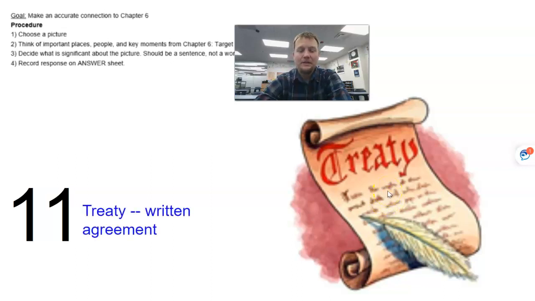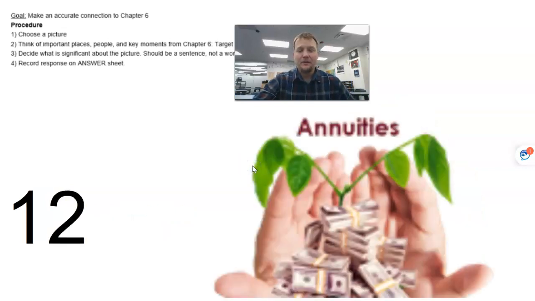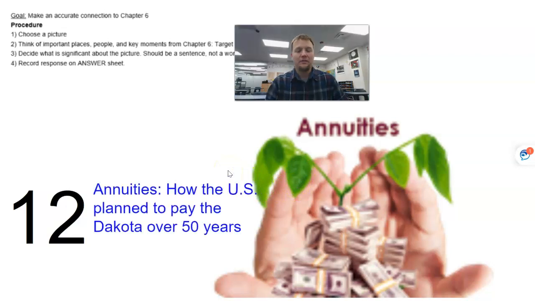This is to represent that treaties are written agreements between the U.S. government and the Dakota. And then finally, we have the annuities. This is what the U.S. government planned to give the Dakota over 50 years: money and food every year, annually, to the Dakota for the land that was in the treaties.